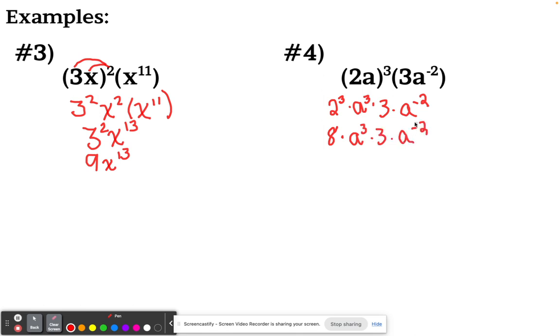I wanted to just rewrite that so we can see everything. 8 times 3, 24. A to the third power, a to the negative 2 power. Remember, I add my exponents, so it will leave me with a to the first power, which I could write the 1, but you don't have to when the exponent's 1. Just 24a.